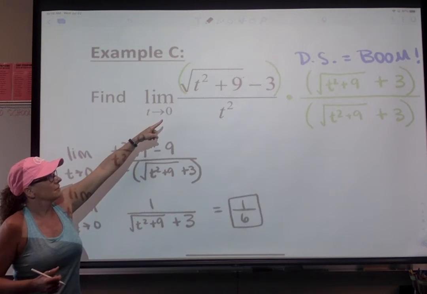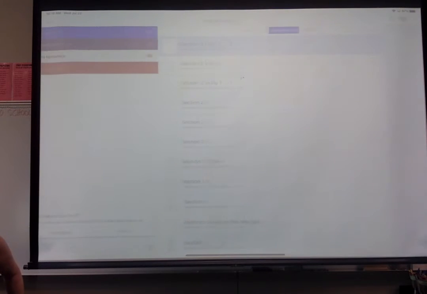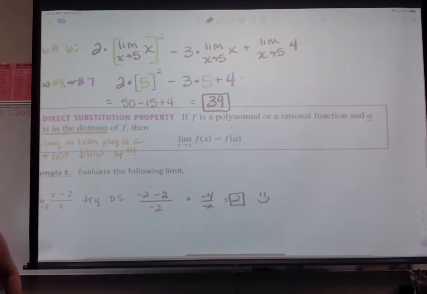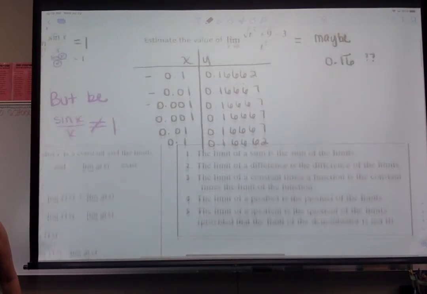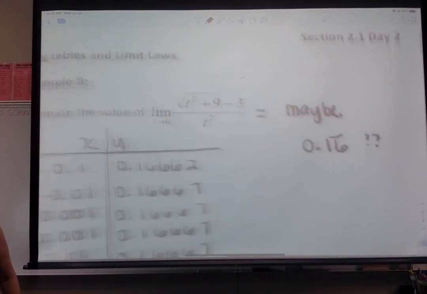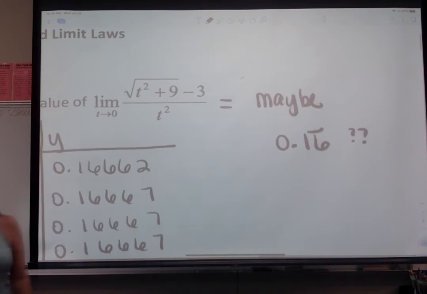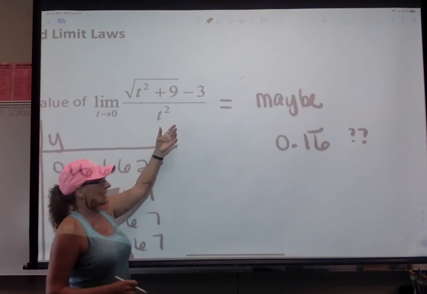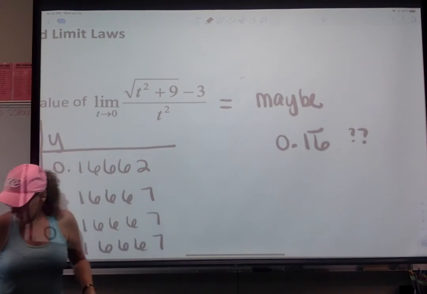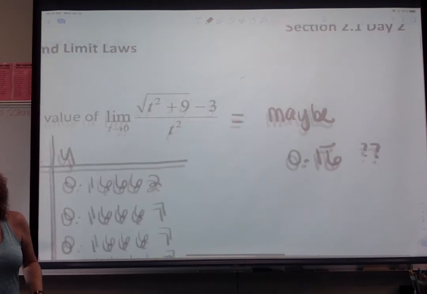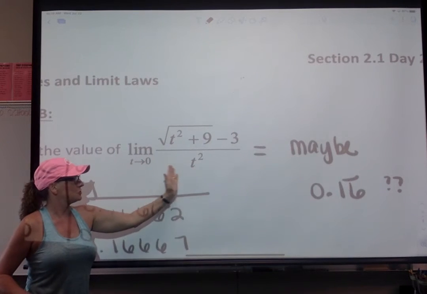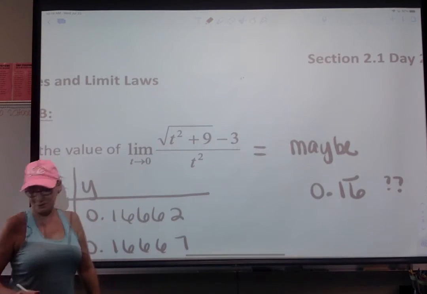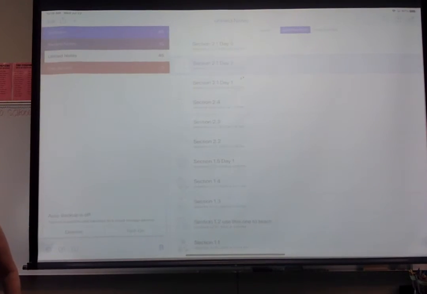See that function right there? If I pull up yesterday's notes, does it look familiar? So yesterday we just tried to guess on our graphing calculator, and remember it was kind of hard to guess. Well, today I showed you how to rationalize the numerator so that you could use direct substitution, just plug that 0 in. Pretty cool, huh?